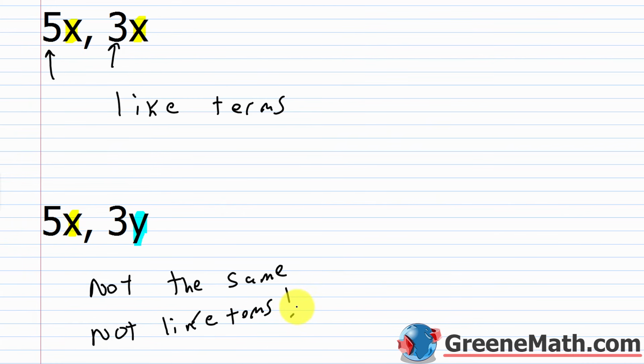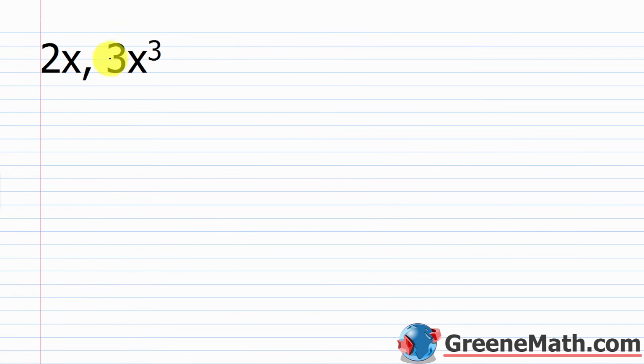What about 2x and then 3x cubed? Well, they both have the variable of x, but they're not raised to the same power. That's got to be the same. Everything has to be the same. So this stops it from being like terms. So these are not like terms. Not like terms.